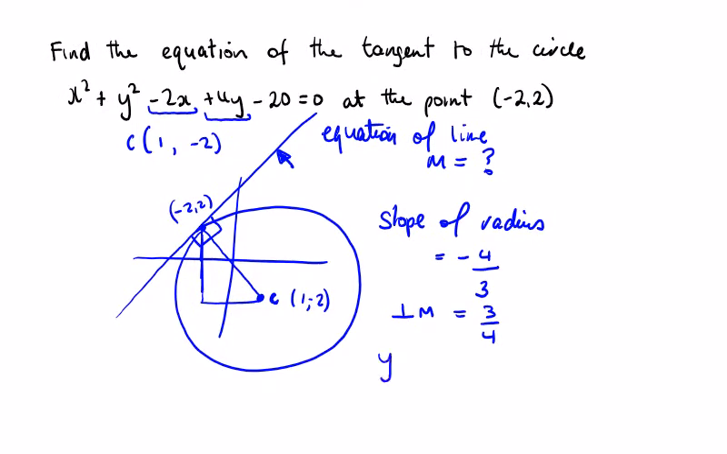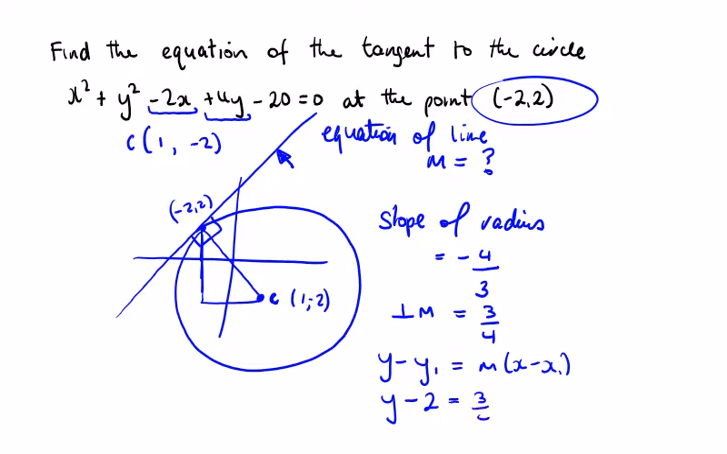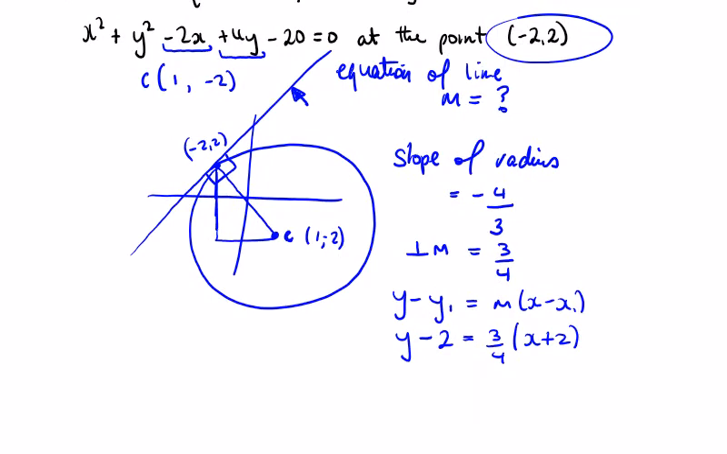So now filling this into y minus y1 is equal to m times x minus x1, I get y minus, my point is minus 2, 2. Be careful not to use the center. So y minus 2 is equal to 3 over 4 times x minus minus 2, so x plus 2. Multiplying across by 4, 4y minus 8 is equal to 3x plus 6. So 3x minus 4y plus 6 plus 8, plus 14, is equal to 0. So that's the equation of my tangent.